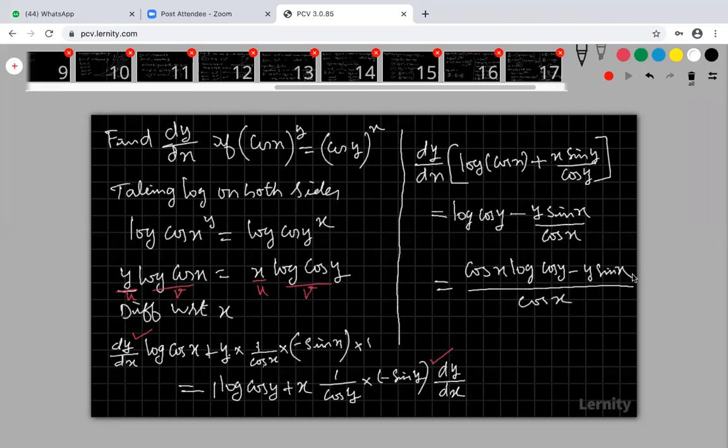Okay. So now, what is my dy by dx? My dy by dx is nothing but this divided by this. Here also you can take an LCM, cos y. Cos y into log cos x plus x sin y by cos y.